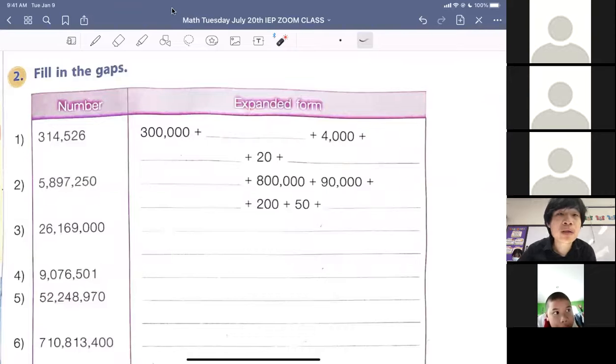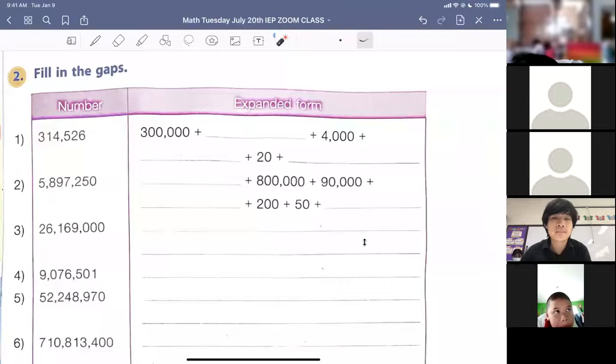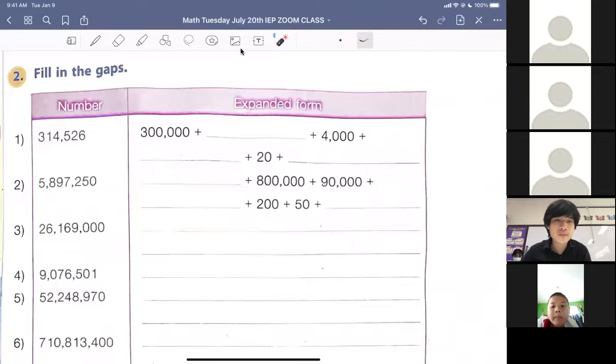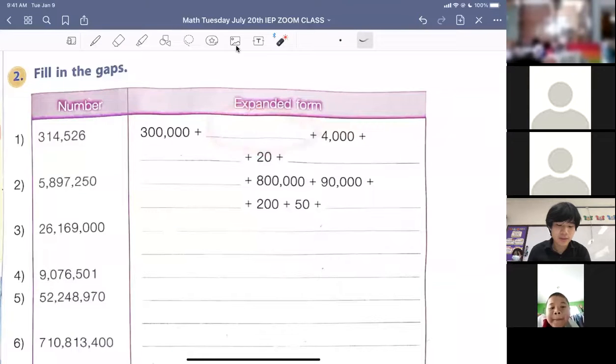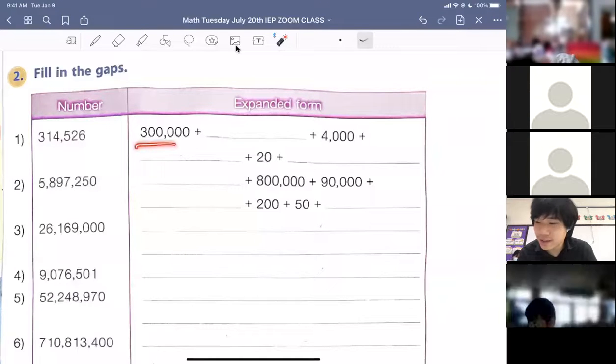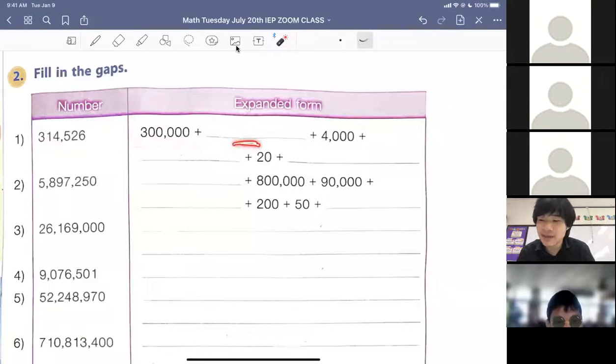Let me unmute everyone. Let me see if I can hear anyone. Okay. What do we think this number is here? What does this 1 mean? 100. Are you sure? So what is this? This is in the 10,000 place, right? So what is this number? Not 100,000. 10,000. Very good.